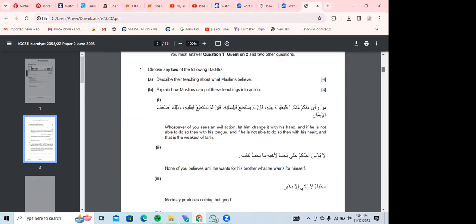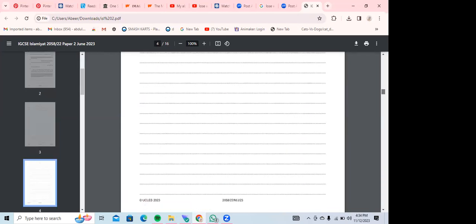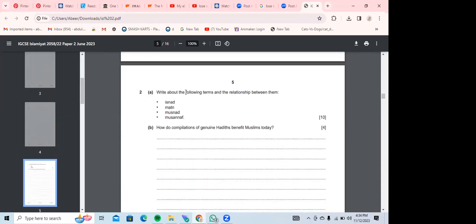Okay, moving forward. The first question would be A: write about the following terms and the relationship between isnad, matan, musnad, and musannaf.